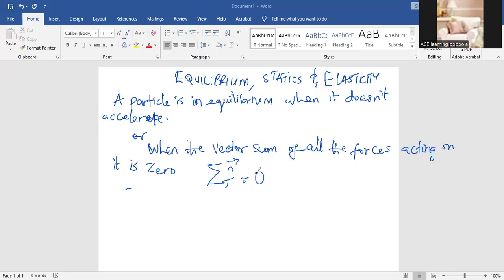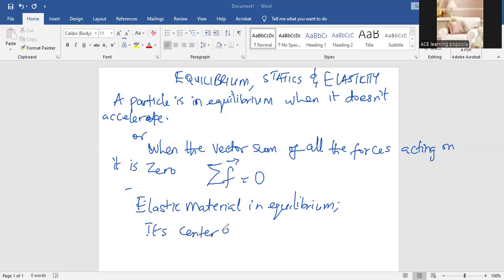But for an elastic material to be in equilibrium, its center of mass must have zero acceleration.